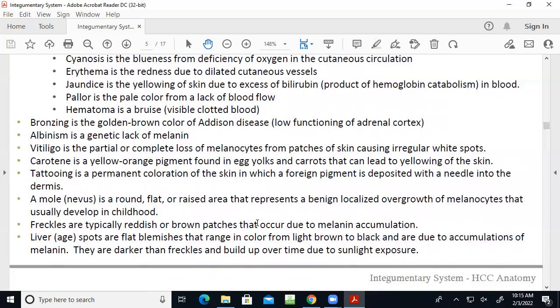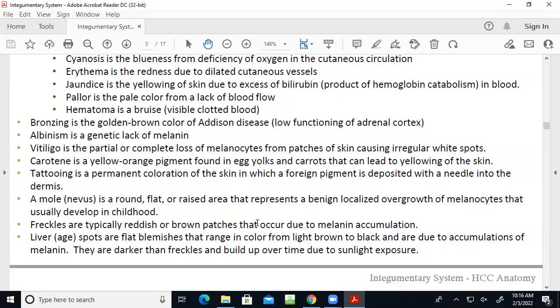It's a genetic situation. Vitiligo is a partial or complete loss of melanocytes from patches of the skin, causing irregular white spots. You see this a lot in Black individuals. I got a couple pictures here in the next couple slides where you can see their throat, very common, or the arms, where it just looks like their skin has been bleached in those areas. Carotene is a yellow-orange pigment found in egg yolks and carrots that can lead to yellowing of the skin. If someone, and this is going to be a really fair complected individual, eats a lot of egg yolks or carrots, they can actually look a little bit orangish yellowy, which is kind of wild.